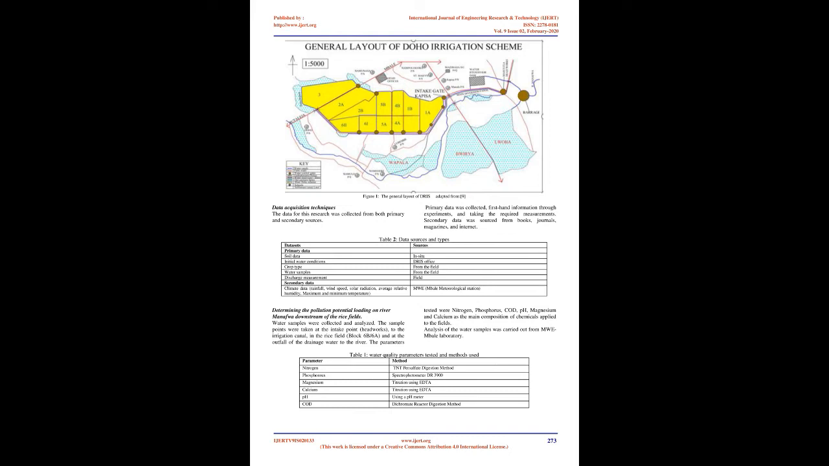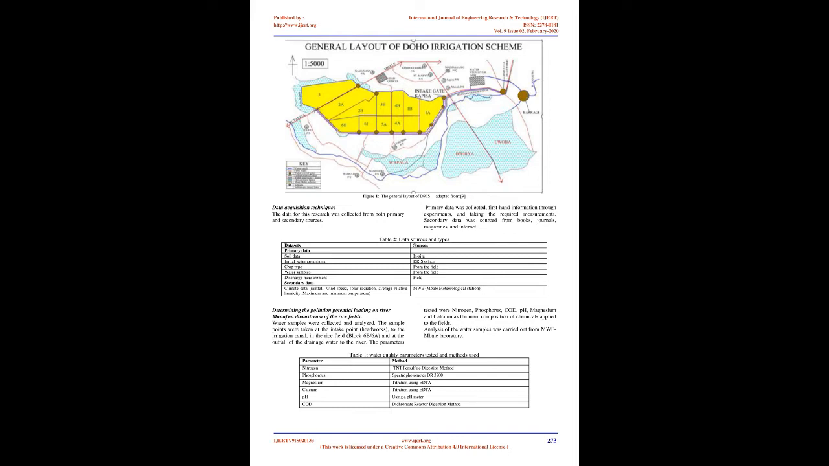Its geographical location is 0.5710.98 north and 34.148.78 east. DRIS comprises of 10 blocks with a total acreage of 2,500 ha. Figure 1, the general layout of DRIS, adapted from 9.